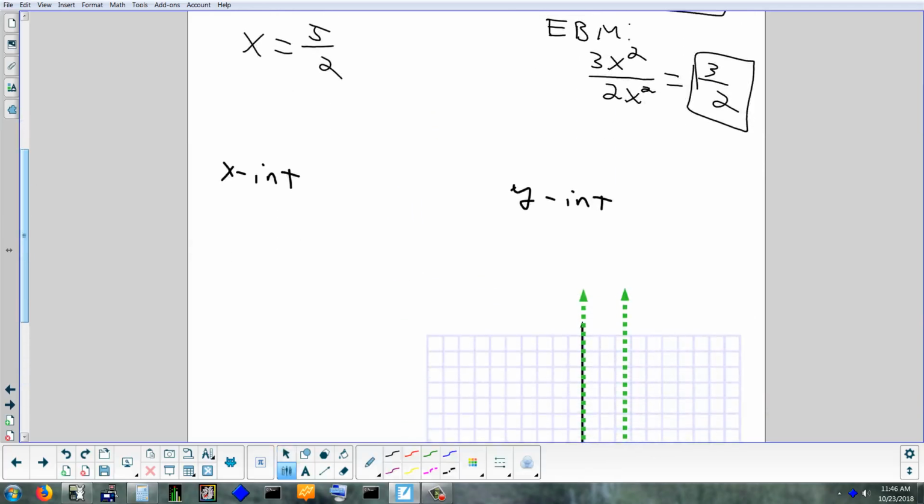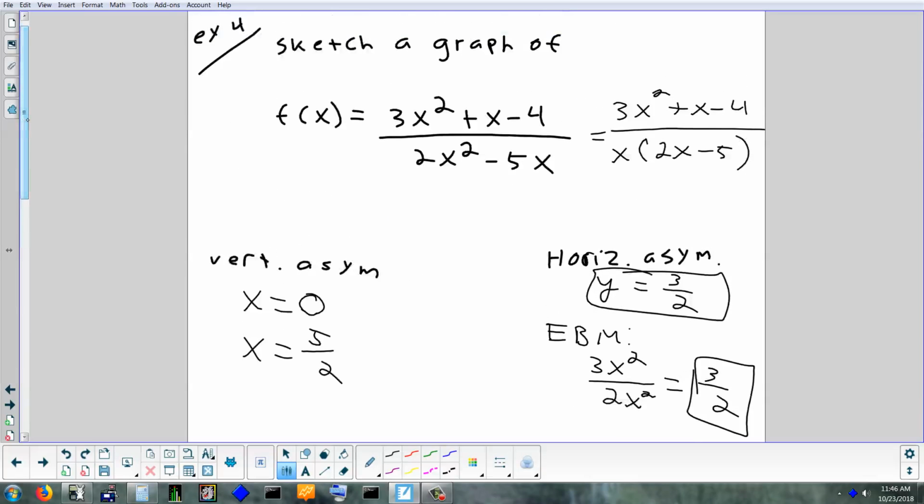Let's start with the y-intercept. So the y-intercept is when you plug in 0 for x. What happens if you plug in 0 for x in that formula? Fill in 0 for x. It's going to be a 0 on the bottom. It would be a 0 on the bottom, which means what? Can't do it, which means what's our x-intercept? Or I'm sorry, y-intercept.